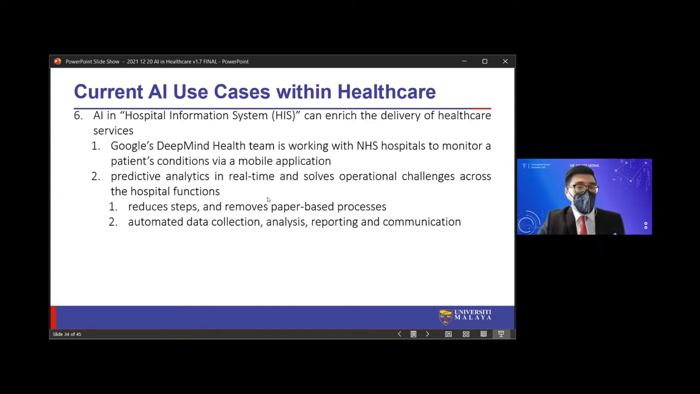There's also AI in hospital information systems, which can enrich the delivery of healthcare services. For example, Google's DeepMind Health team is working with UK NHS hospitals to monitor a patient's conditions via a mobile application. They utilize predictive analytics in real time and source operational challenges across the whole hospital function, where they are able to reduce the number of steps taken to deal with a patient's condition and remove as much as possible paper-based processes to enable automated data collection, analysis, reporting, and even communication.